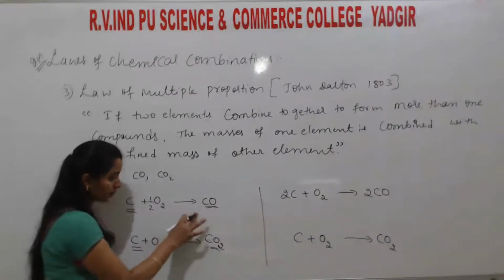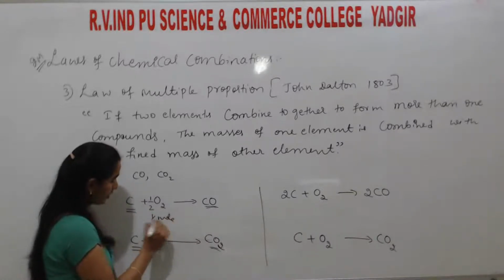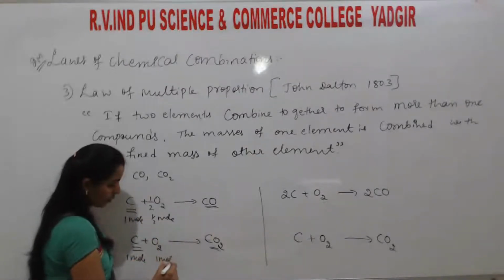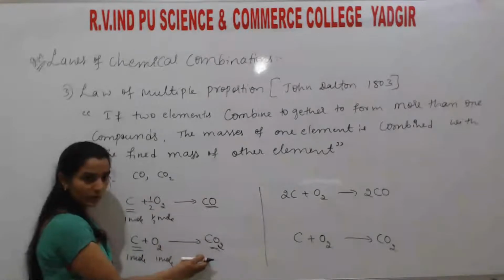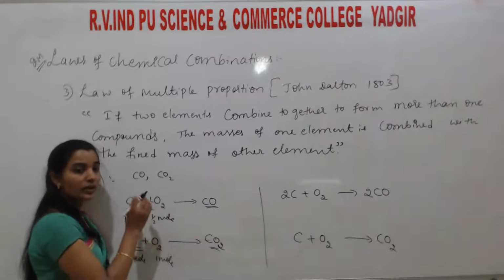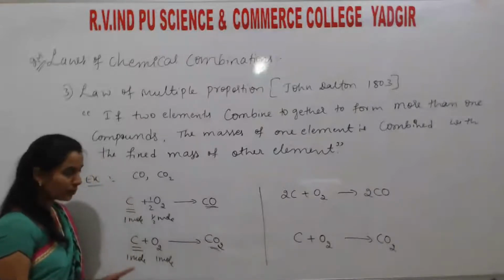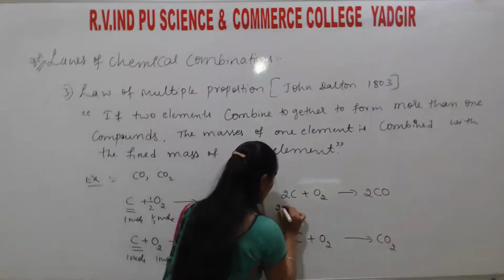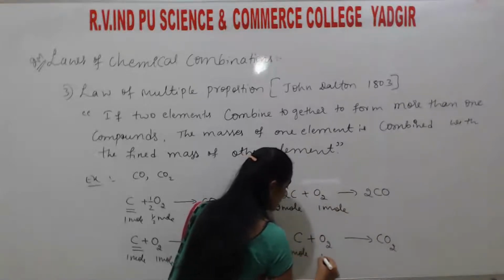So here it is half mole, here it is 1 mole, here it is 1 mole, here it is 1 mole. Understand, students? These combine with each other to form CO and CO2. Both are different, the nature is different. But carbon is the same, oxygen is the same. Based on their different proportions, they form different compounds. With respect to carbon, it is a fixed proportion. With respect to oxygen, it is a multiple proportion. Here this one is 2 mole, this one is 1 mole, this one is 1 mole, this is also 1 mole.